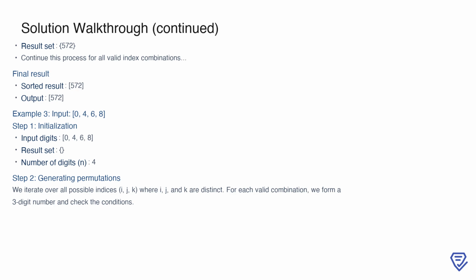Moving on to the third example, the input digits are 0, 4, 6, 8. Again, we initialize an empty result set and note that the number of digits, n, is 4.